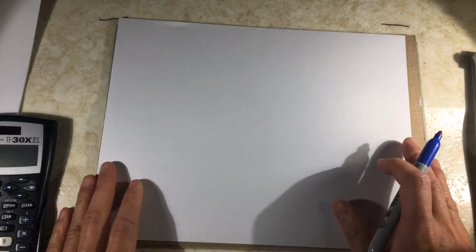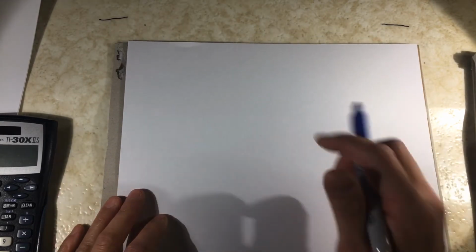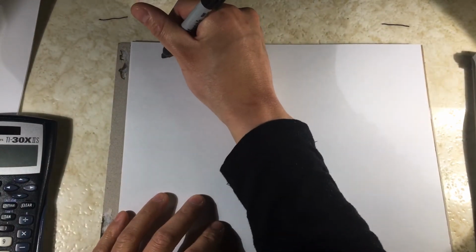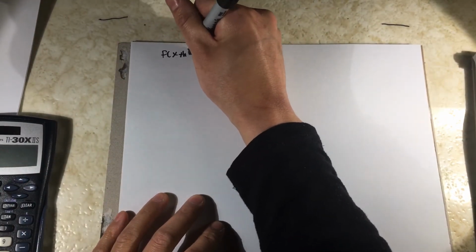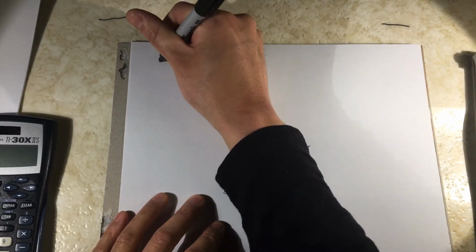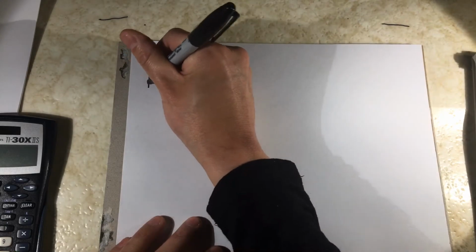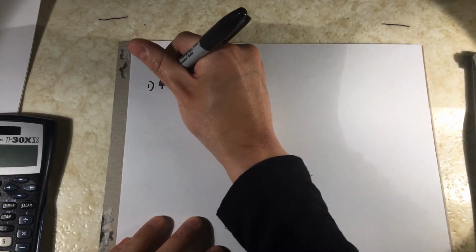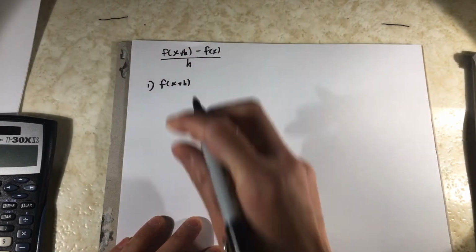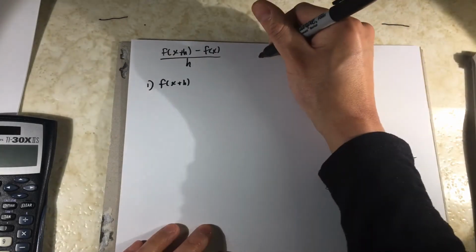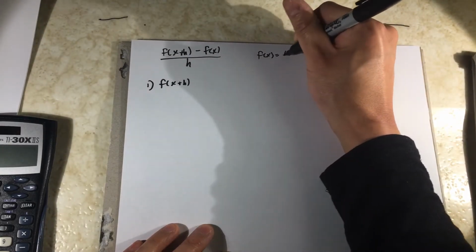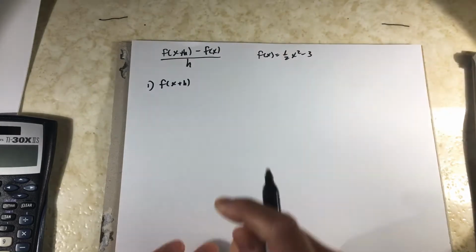All right, so I'm going to write the equation that I want here. So we want f of x plus h minus f of x over h. All right, so we're going to take this step by step. So first step is we're going to find f of x plus h. And I'll just write f of x is equal to 1/2 x squared minus 3.